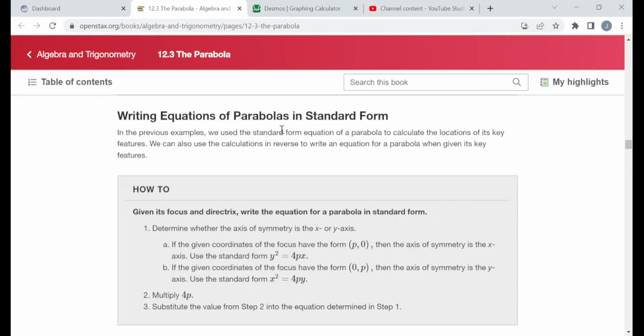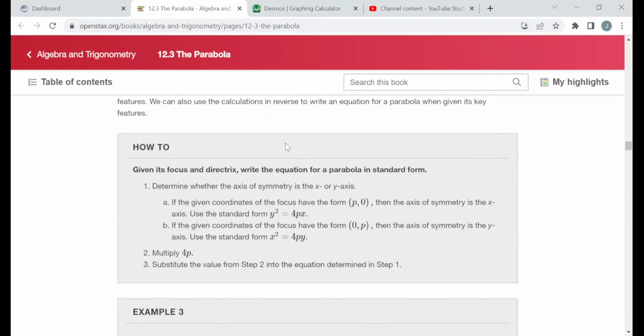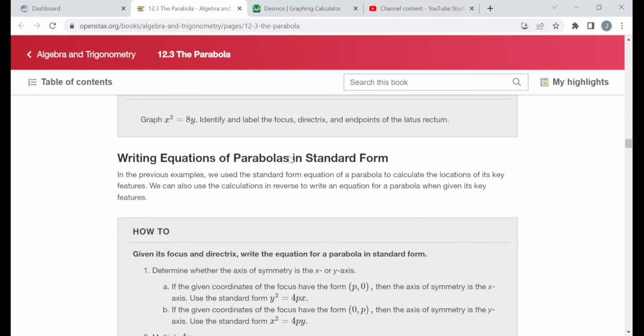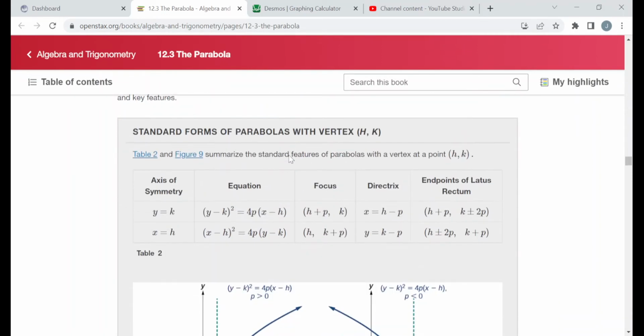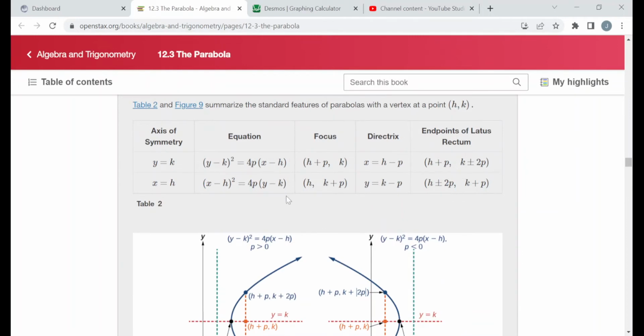Alright, so before I get into some of my examples, I'm going to tell you right now that I am going to be assuming that you've seen my videos on graphing parabolas with vertices at the origin and graphing parabolas with vertices not at the origin, or have read through some other parts of this section. But we're going to be looking at writing an equation of a parabola in one of these two forms here.